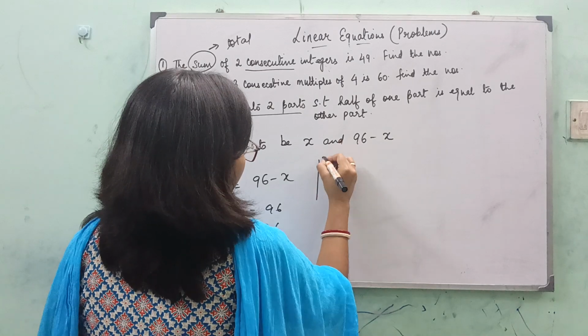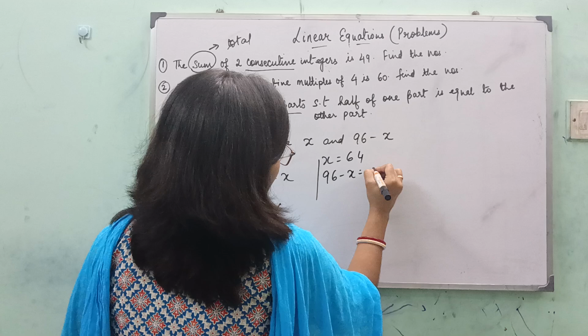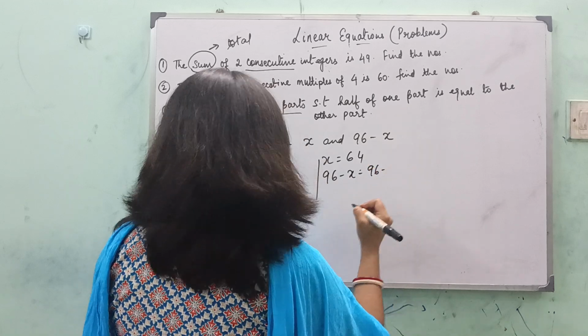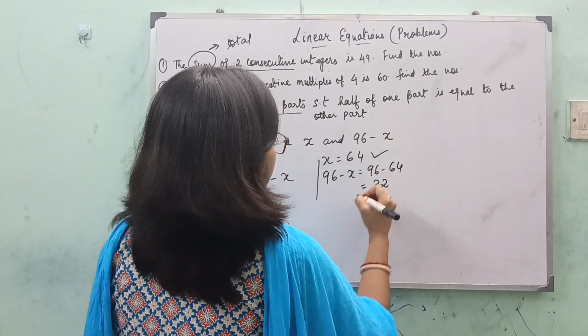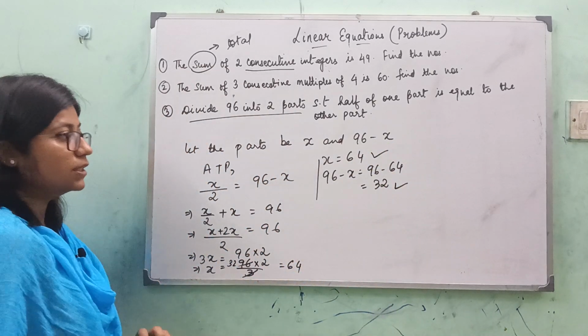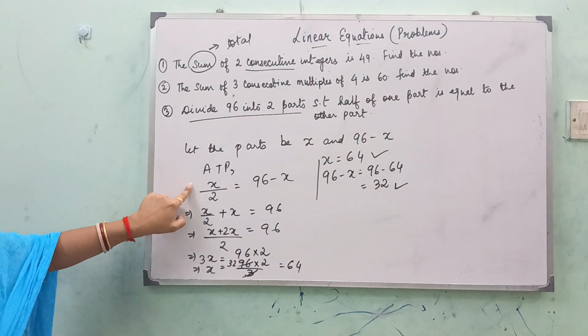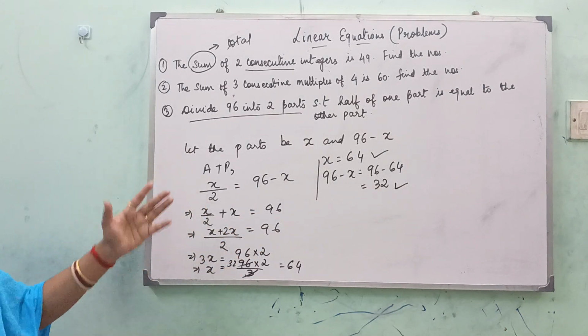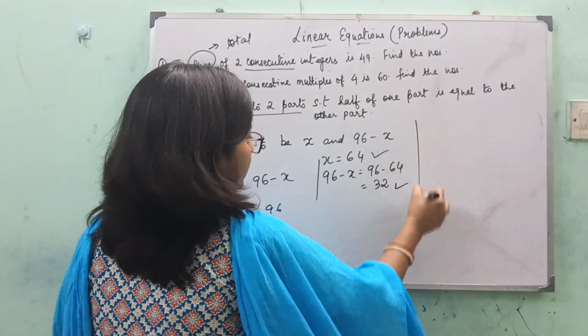So for us, x is equal to 64 and 96 minus x, that is 96 minus 64, that is equal to 32. So for us, the first part is 64, the second part is 32. All right, the two parts. Now, how will we know which one to halve? I wished to do x by 2. Now, if you wish, you can do it the other way also.